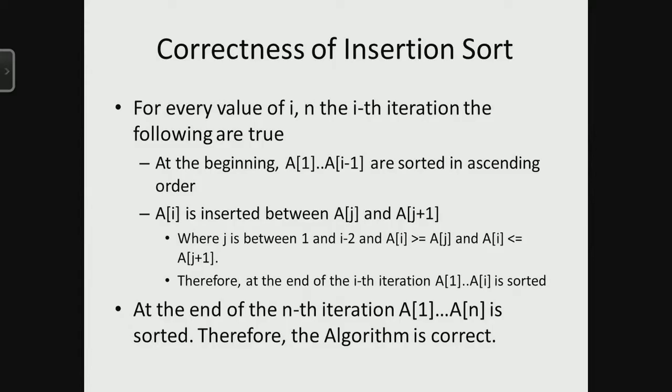In other words, as the algorithm progresses, the prefix of the array which is sorted, its length keeps increasing iteration by iteration. Consequently, at the end of the nth iteration, it is clear that the elements a of 1 to a of n occur in sorted order. Therefore, insertion sort is indeed correct in the sense that it terminates, and on termination the array is in sorted order.